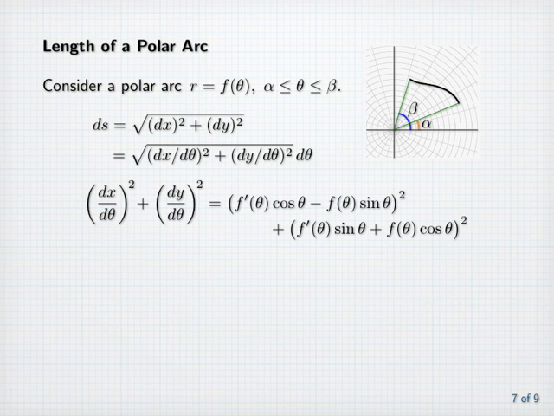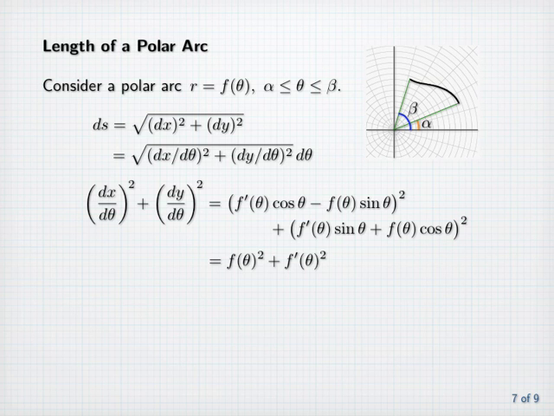Now when we expand these products, there will be an f of theta squared times sine squared theta term, as well as an f of theta squared times cosine squared theta term, the sum of which is just f of theta squared. There will also be an f prime of theta squared times sine squared theta term, as well as an f prime of theta squared times cosine squared theta term, the sum of which is f prime of theta squared. The other two terms are plus and minus f of theta times f prime of theta times cosine theta sine theta, which sum up to 0.